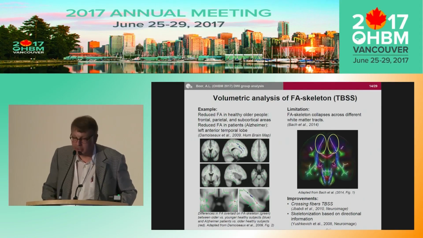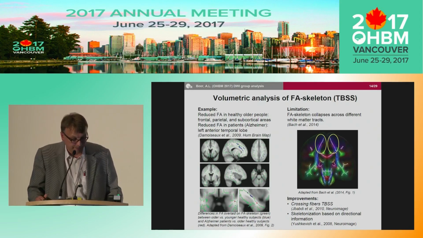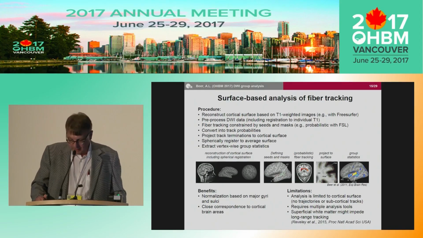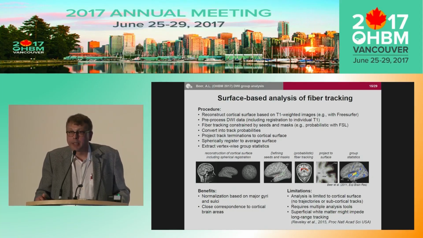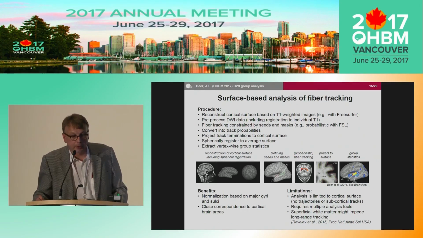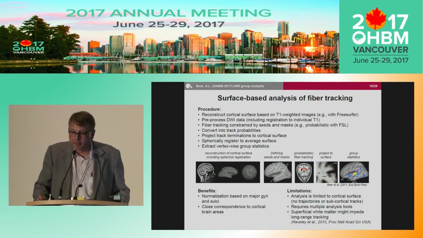There have been some improvements in recent years, some of which are elaborated here. For instance, you can also implement the crossing fibers in the TBSS, or your skeleton is not based on fractional anisotropy, but instead on directional information. But finally, I'd like to show you a little bit about surface-based analysis, which has not been used so much yet. But I think it is a good alternative to these other approaches. And I hope I can convince you that for some purposes it might be a valuable approach.